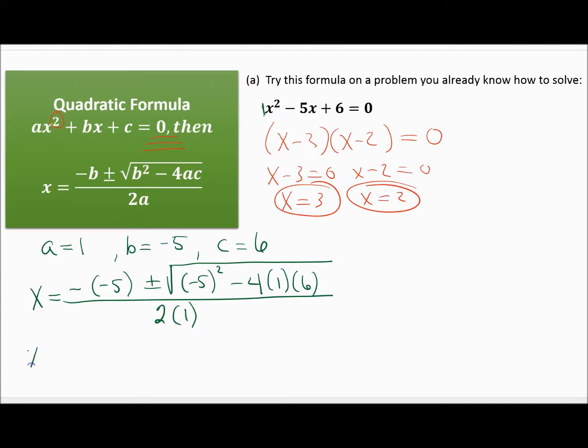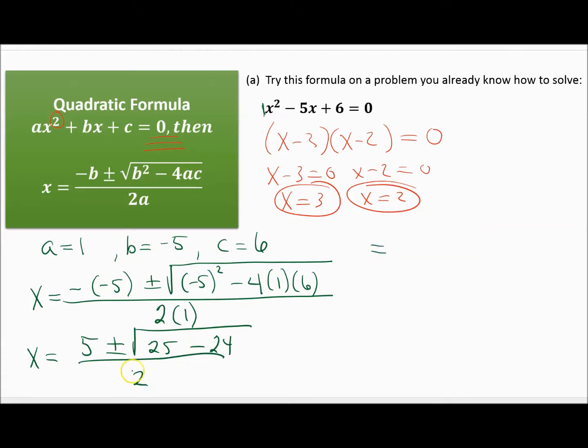Now your next step, and all of your next steps, are going to be simplifying. So this negative of a negative 5 turns that 5 to positive, plus or minus the square root. Now negative 5 squared, that's negative 5 times negative 5, which is 25, minus 4 times 1 times 6, that's 24, and that's all over 2. Now I'm going to go to the right over here and keep going.